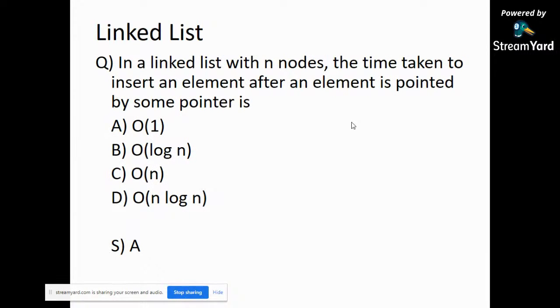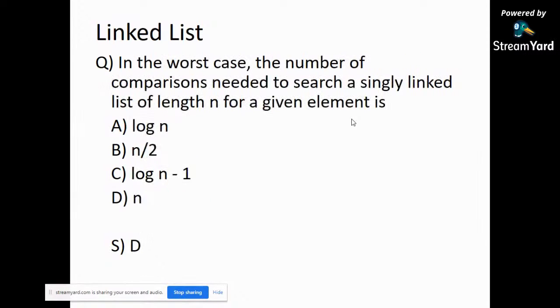In a linked list with n nodes, the time taken to insert an element after an element pointed to by some pointer is, what does this mean? We have to perform the insertion operation, and we have already reached the location where we have to insert. Simply we have to perform the insertion operation. So only one operation will be there. So the complexity is O(1). If we don't know the location of the node where we have to insert, then the complexity will be O(n). But right now we know exactly where we have to insert the element. So the complexity will be O(1). So the correct option is A.